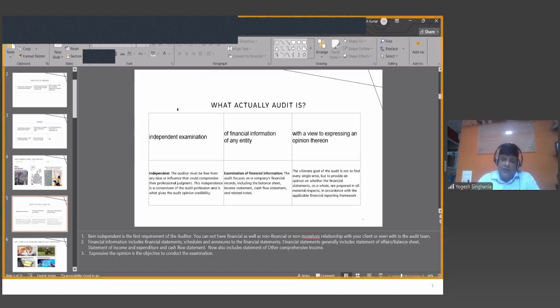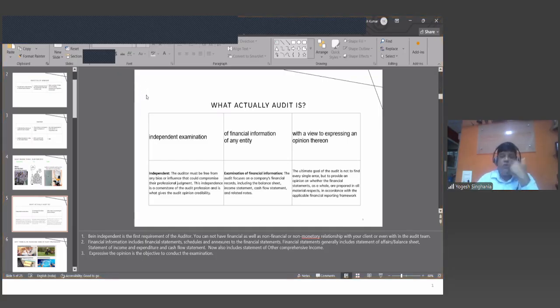Why do we need an auditor first of all? The auditor provides assurance on the books of accounts, and that assurance needs to be independent. If it is not independent, it is biased. Nobody is going to trust and rely on the opinion of the auditor. So the first expectation of an auditor is to be independent.